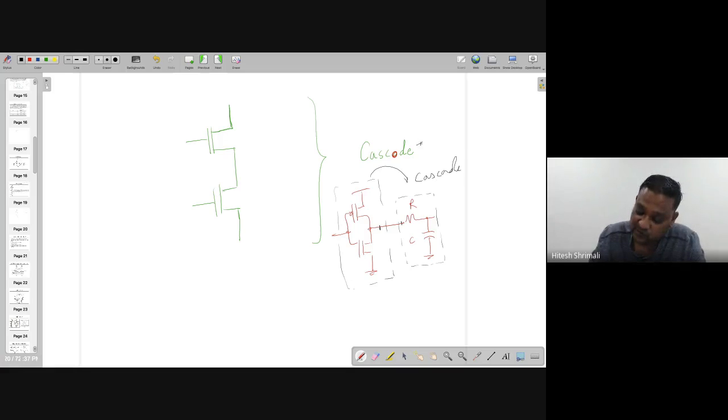Whereas cascade is the one where a common source is connected to a common gate amplifier, or the common source connected to the common gate configuration. I'm not going into how it's going to be proven here. If you want to know, you can watch my video on analog circuit design, where I have explained how this common source is connected to the common gate amplifier.